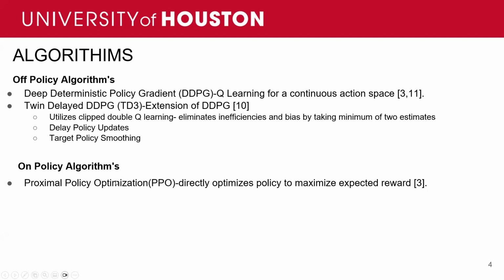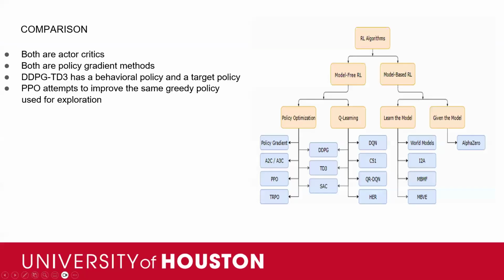For on-policy algorithms, we just have proximal policy optimization, or PPO for short. And this algorithm directly optimizes policy to maximize the expected reward. And now, for comparison of the RL algorithms, to the right, you see a kind of tree, which gives a generalization of some of these more common algorithms. All the algorithms we worked with in this project are on the left.